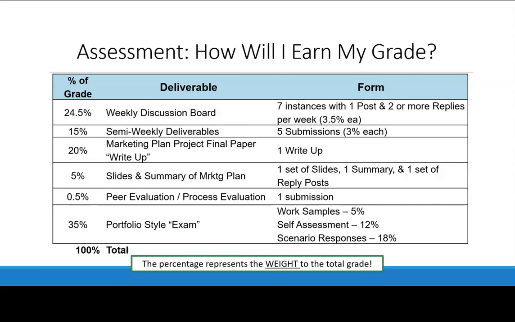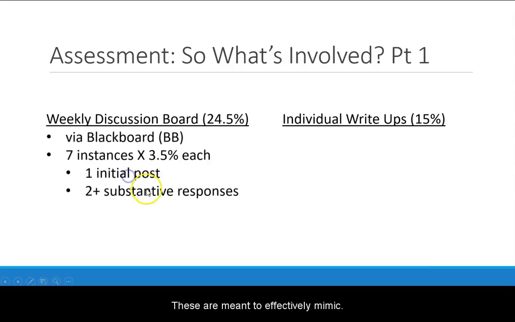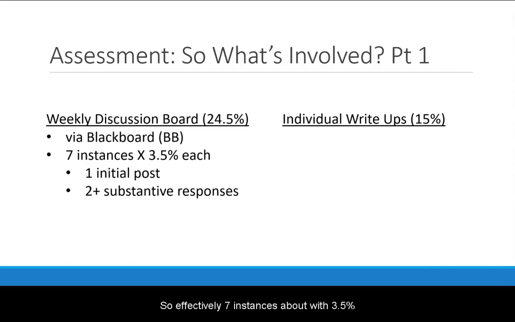The syllabus will have more details and tips, but we'll jump in a little. So let's continue with the assessment. So what's involved? First, your weekly discussion board. You will discuss the course material with your classmates on Blackboard. These are meant to effectively mimic a face-to-face conversation or classroom experience by letting us draw from each other's experiences and insights. They're worth 24.5%. So effectively, it's 7 instances with 3.5 percentage points each.